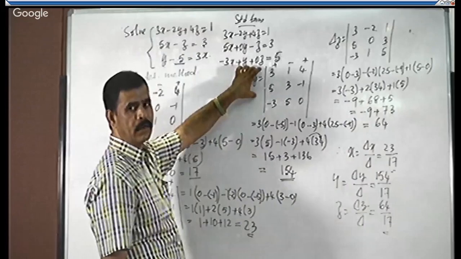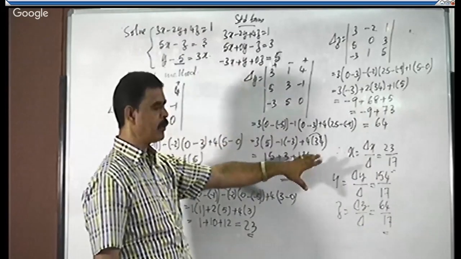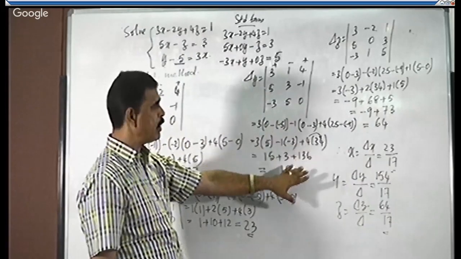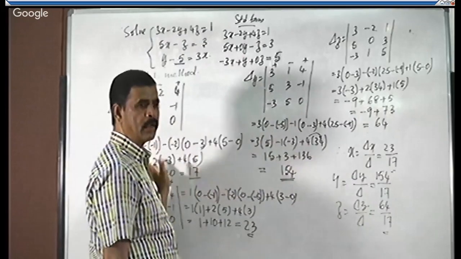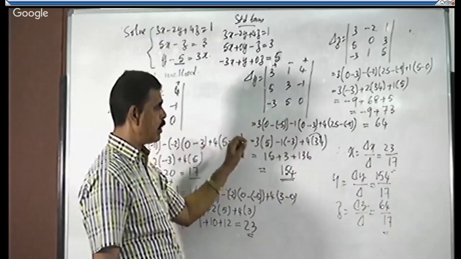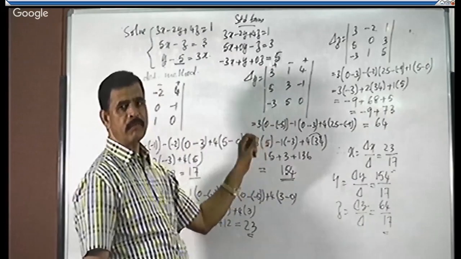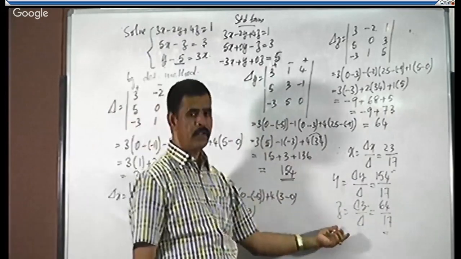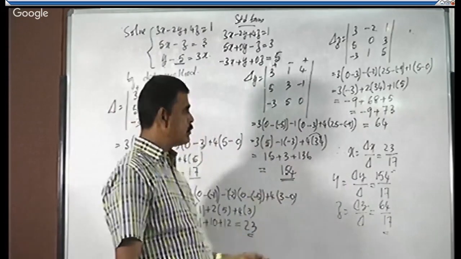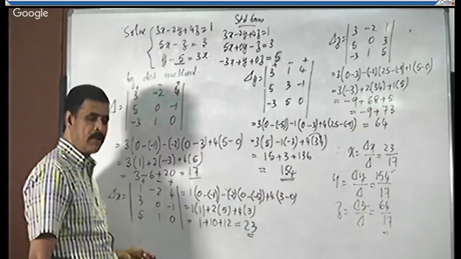Calculate delta and delta y. Take the formula, substitute it. If they ask only z, you need not calculate delta x and delta y. Calculate delta and delta z. With that, you can calculate z. Right? So this is the procedure we need to follow.